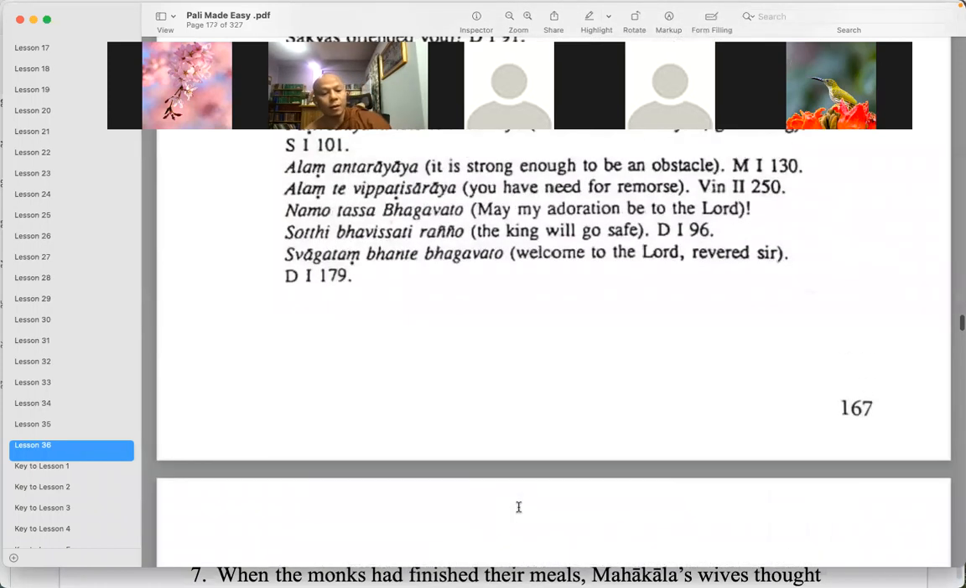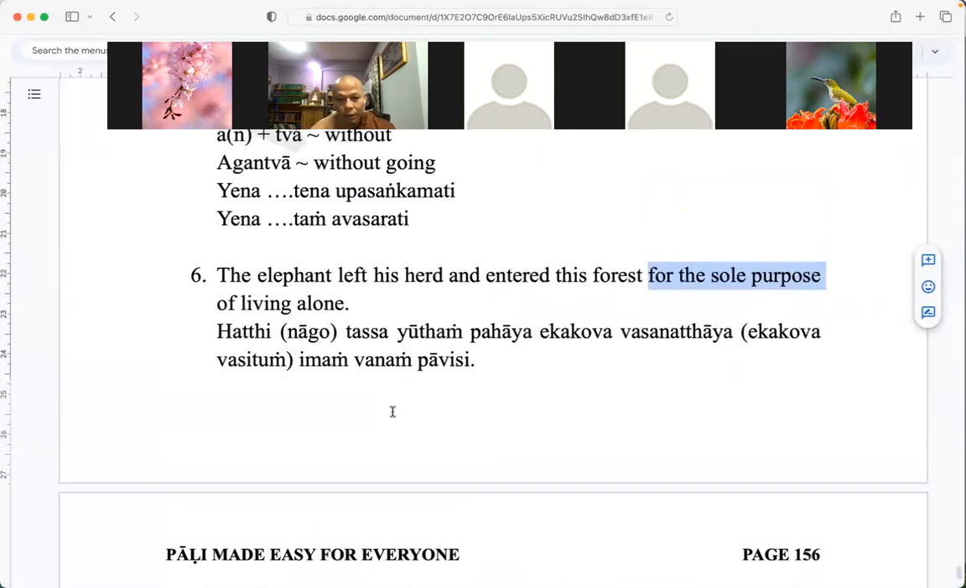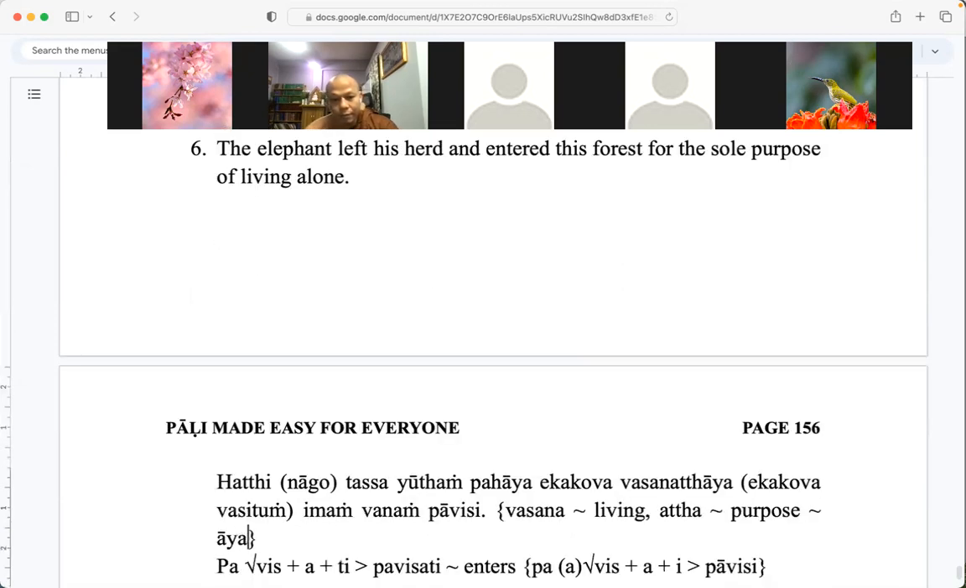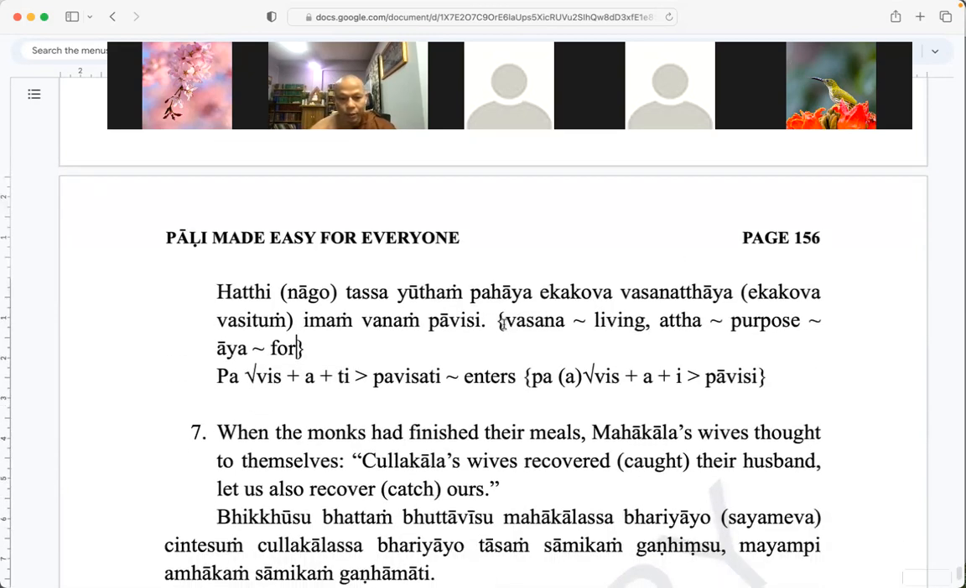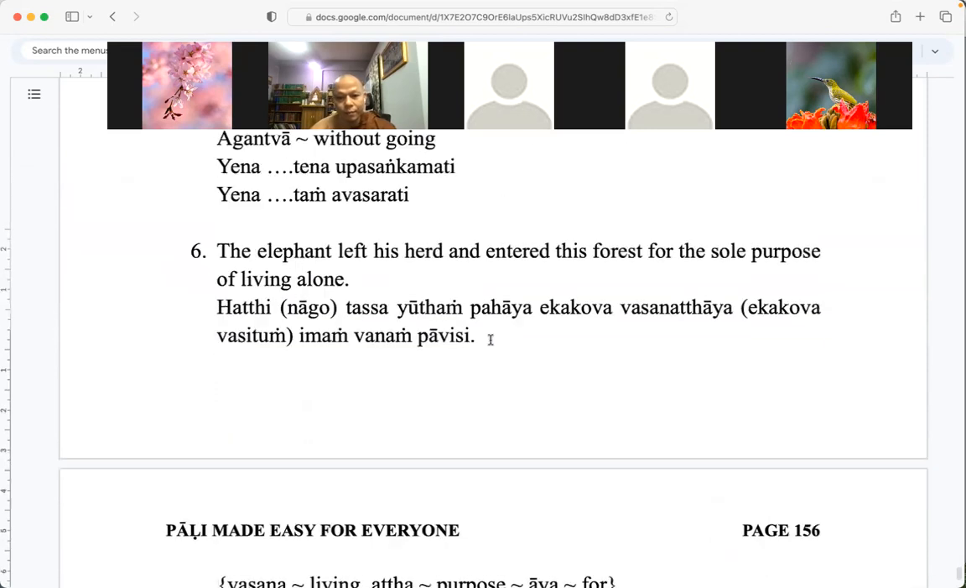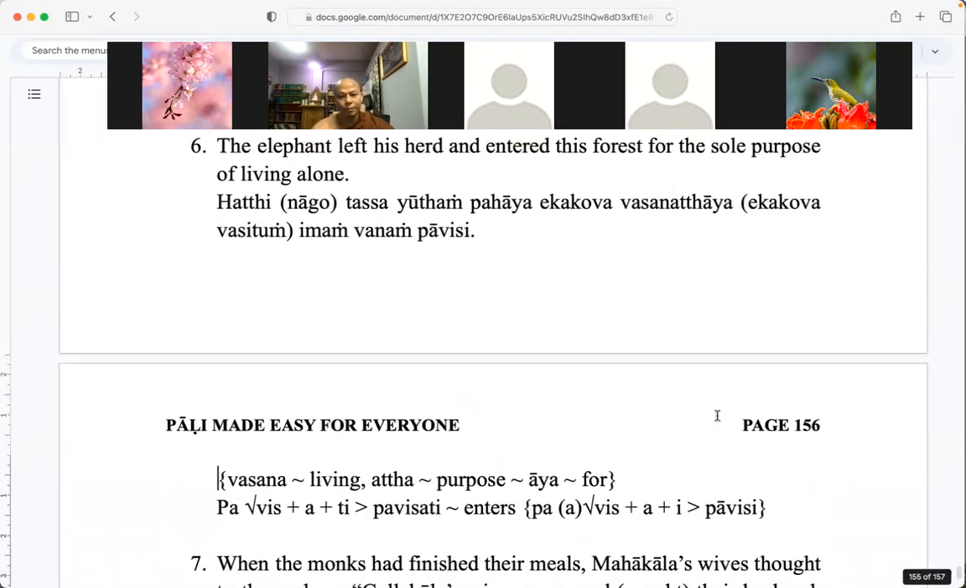Actually, so that to understand easily, here the word should be divided in this way. So wasana means living, and then atta means purpose, and then aya means for. Aya is for the dative. So in this way it should be understood. So altogether wasanataya in this way.